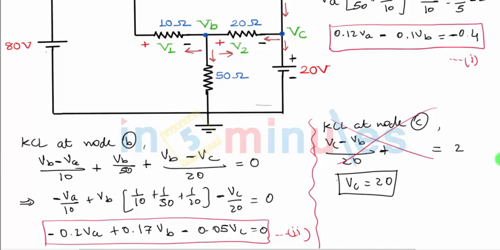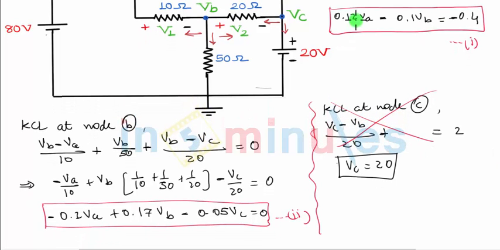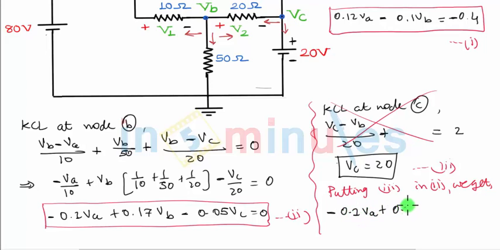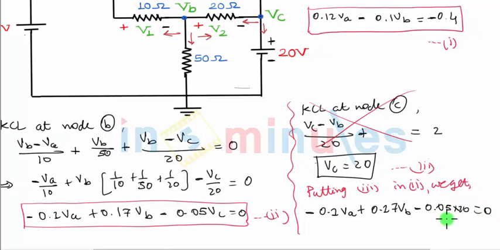So now Vc is 20 and we have two equations, one in the form of Va and Vb and one in the form of Va, Vb and Vc. I can put this 20 volts here in place of Vc. Let me call it number 3. Putting 3 in 2, we get minus 0.1 Va plus 0.17 Vb. Now 0.05 into 20 is the constant term because we have substituted for Vc, and you can see there is no more Vc appearing in this equation.